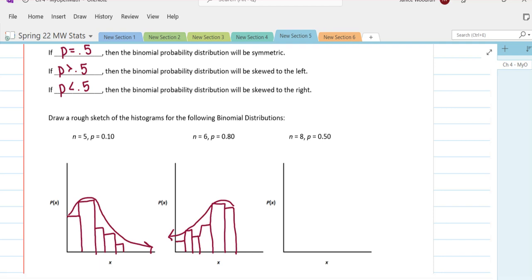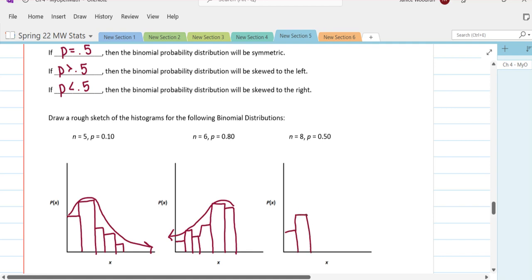And then the third example, you have an n of 8, probability of 0.5, so that's symmetrical. So that would be a normal distribution. So it is a histogram with 1, 2, 3, 4. Then this should be the same, 5, 6, 7, 8. So we're going to go like that, nice and normal distribution.